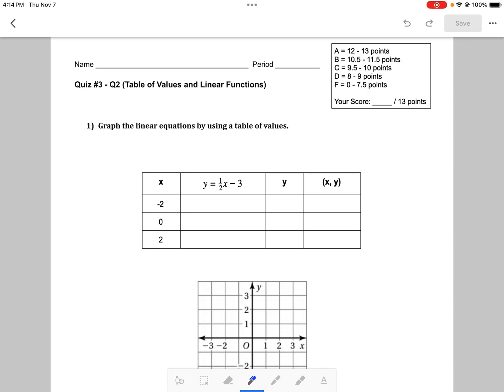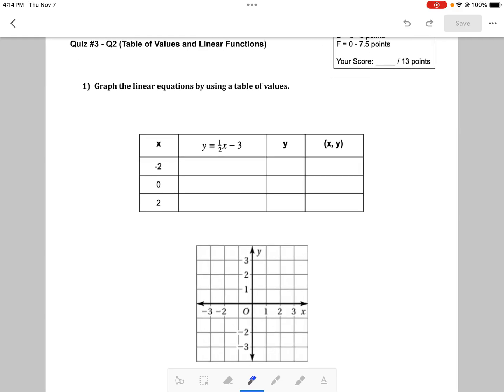Hi friends, today we're going to talk about our quiz from Friday, table of values and linear functions. Starting at number 1, it says graph the linear equations by using a table of values.